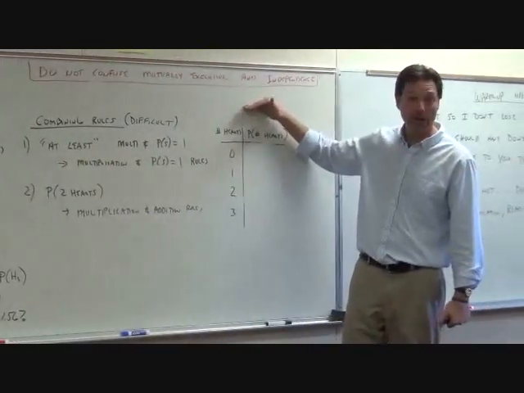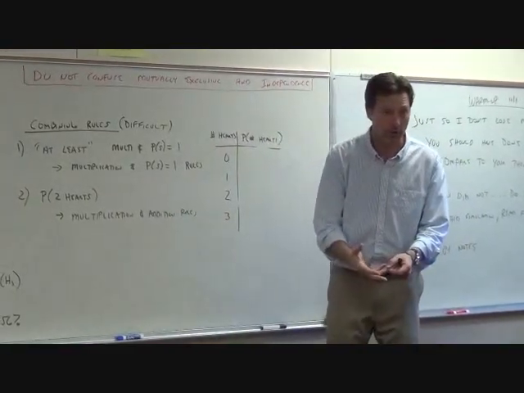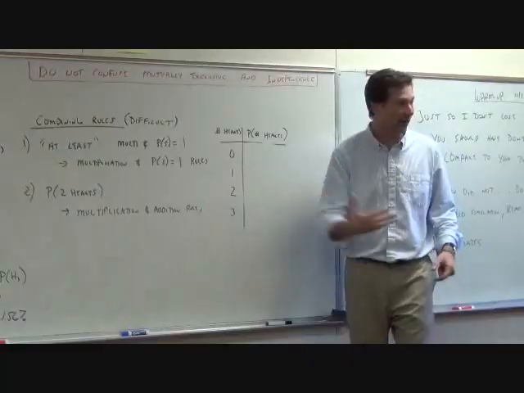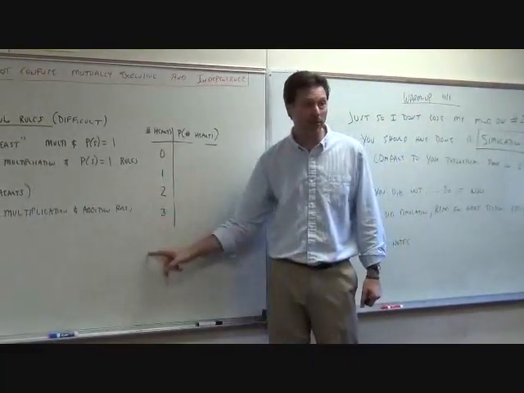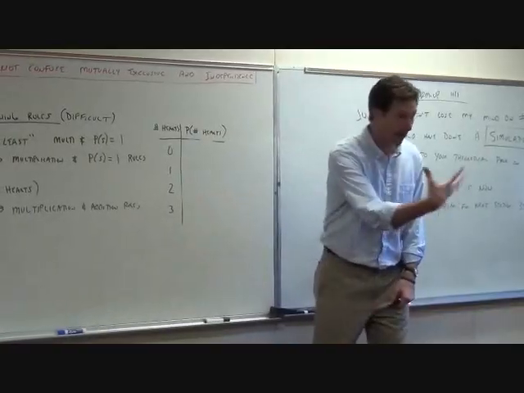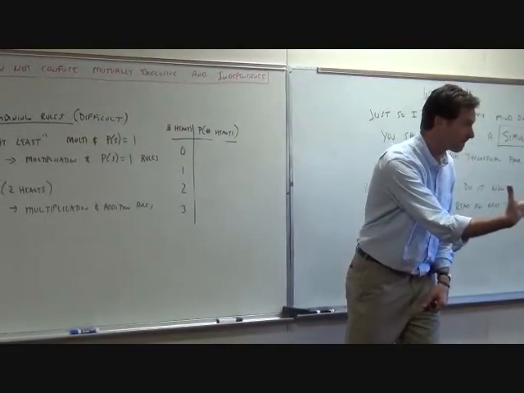This is my probability model for the number of hearts I have in my 3 cards. Is everybody okay with what I got so far? I got 3 cards. I want to count how many hearts I have. Are these all the possibilities that there are? I might have no hearts. I might have 1 heart. I might have 2 hearts. I might have 3 hearts. Is everybody okay with that?